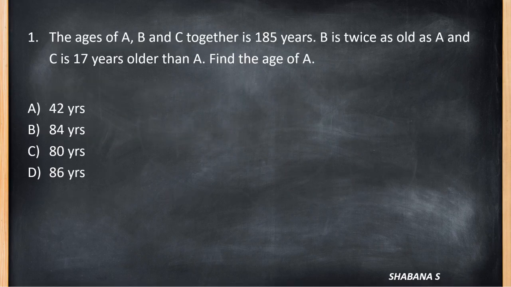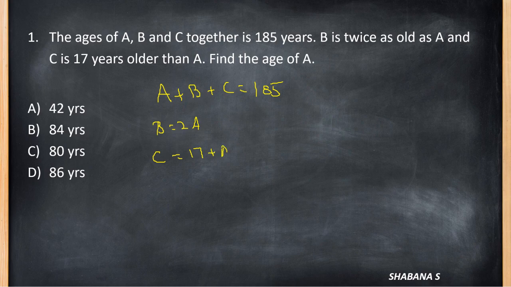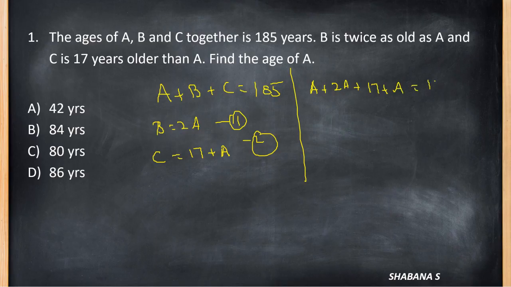So the first question is here. The age of A, B and C together is 185 years. So I'll take A plus B plus C is 185 years. B is twice as old as A, so B is equal to 2A, and C is 17 years older than A, so C is equal to 17 plus A. So I am going to apply point number 1 and point number 2, or equation 1 and equation 2, in the main equation. In the place of A we will just take A only, in the place of B we will take 2A, and in the place of C we will take 17 plus A. So this is equal to 185.